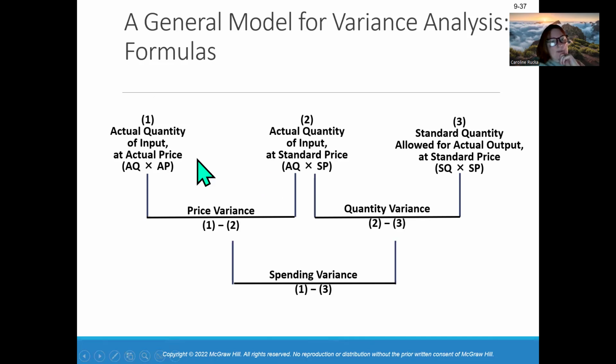So actual quantity at actual price compared to the actual quantity at standard price gives us our price variance. If we take this actual quantity at standard price and compare it to standard quantity at standard price, we get the quantity variance. And then both of these together constitute our spending variance. This is just a visual model of what we're talking about. We will do an example.